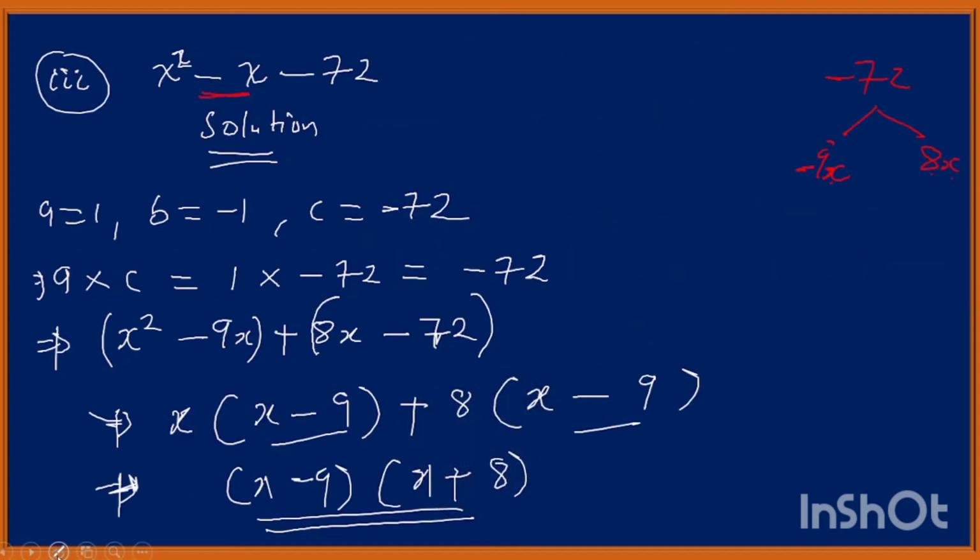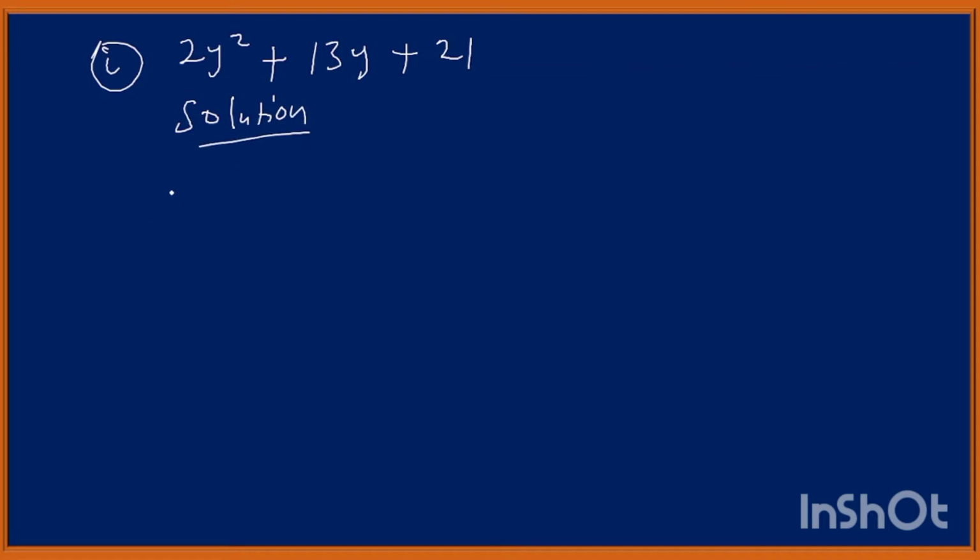So let me just clear this. I don't have enough space. So the first one is (i), which is 2y squared plus 13y plus 21. They say we should factorize. Solution: it's the same thing we have been doing before, and that's what we're going to apply here.